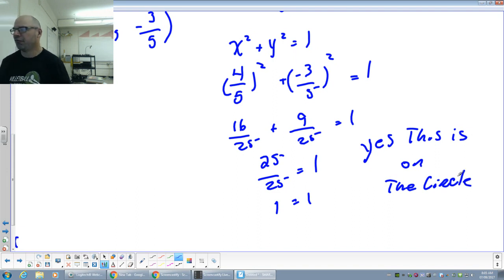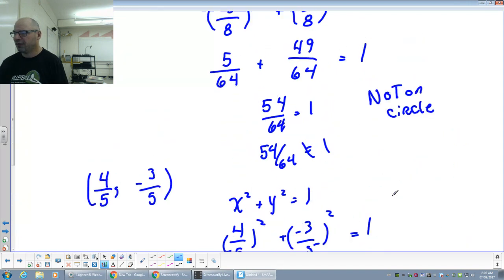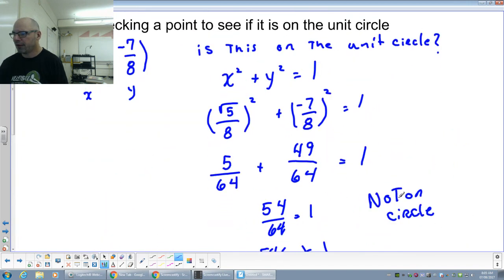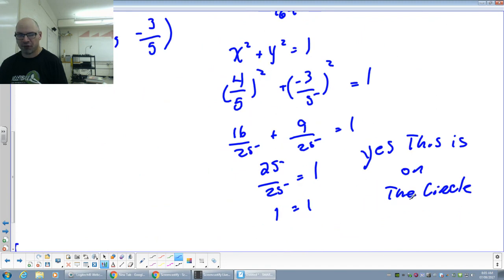And there we have an example, one that's on and one that was not on the unit circle. Okay, so now we'll go into our second example type. So I'll go on a new page here, because I've used up quite a bit of space here.